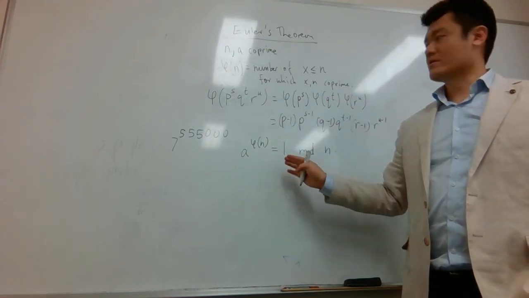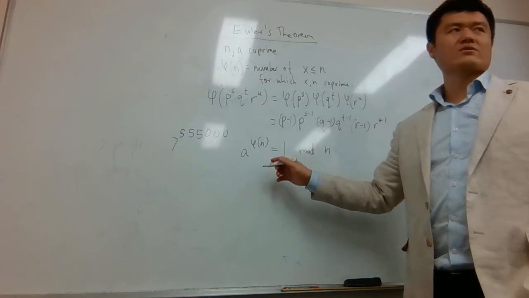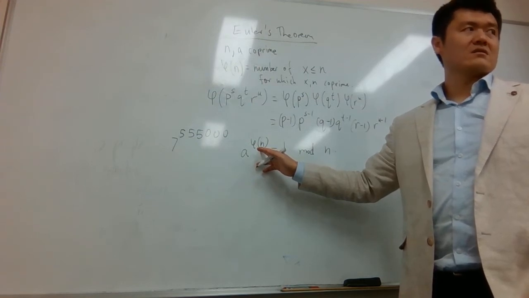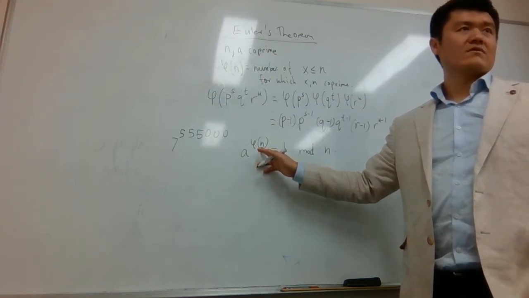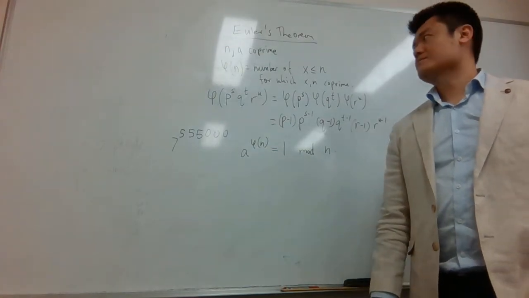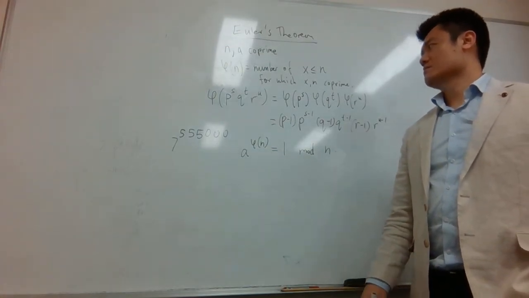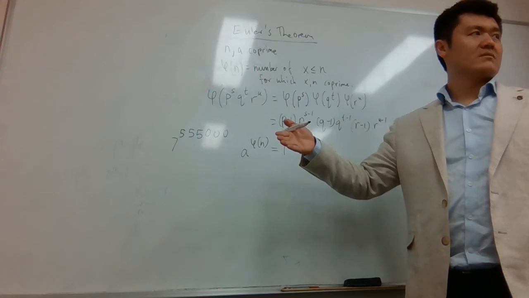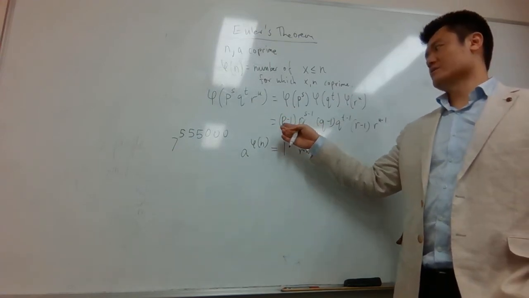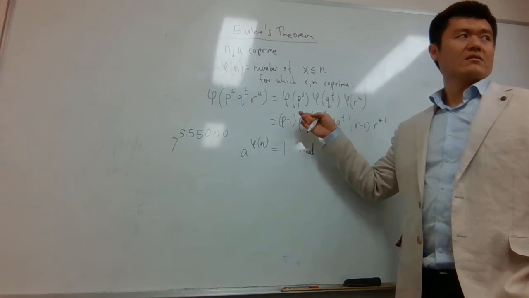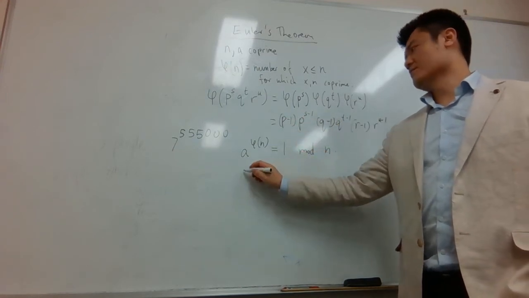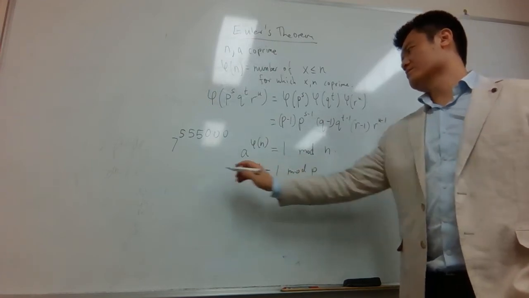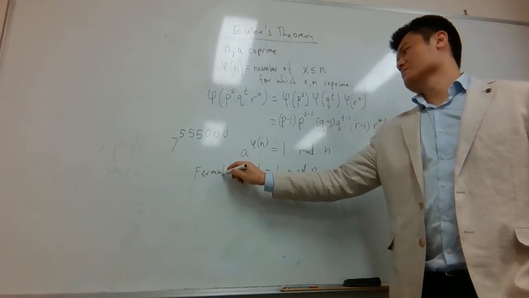So there's a special case of Euler's theorem when n is prime. What's φ(n)? It's n minus 1. Yeah, it's just 1 less, because every number up to the prime is coprime to the prime. Or if you look at the formula, it's just p minus 1, and then this is a 0. So if you do a to the p minus 1, it equals 1 mod p. This is called Fermat's little theorem. It's a consequence of this.